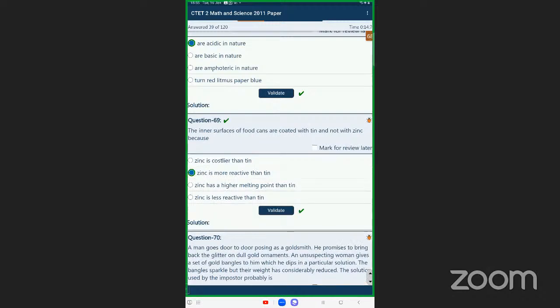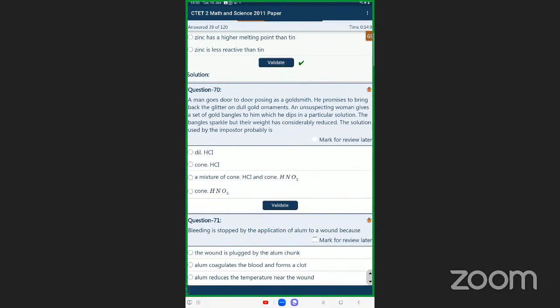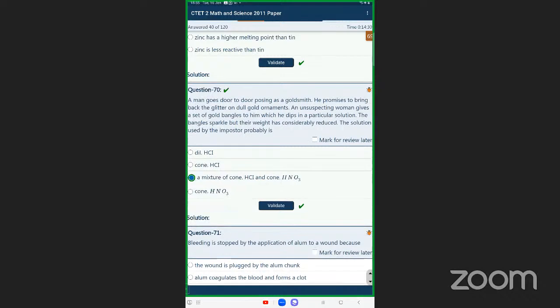This is the answer, student. Next one. A man goes door to door posing as a goldsmith. He promised to bring back the glitter on the dull gold ornaments. An auspicious woman gave a set of gold bangles to him, which he dipped in a particular solution. The bangles sparkle, but their weight has considerably reduced. The solution used by the imposter probably is a mixture of HCl and HNO3.